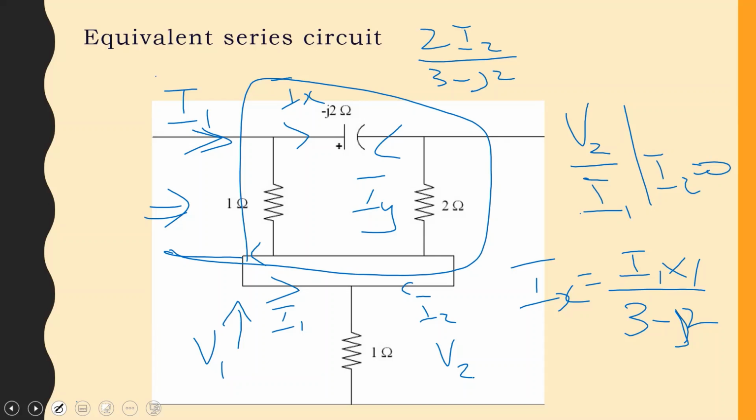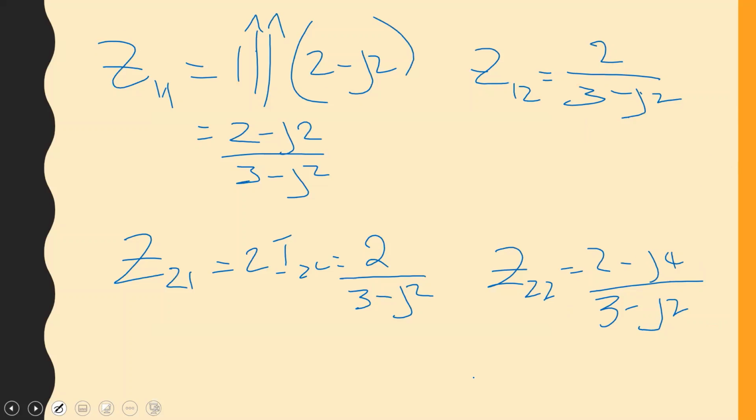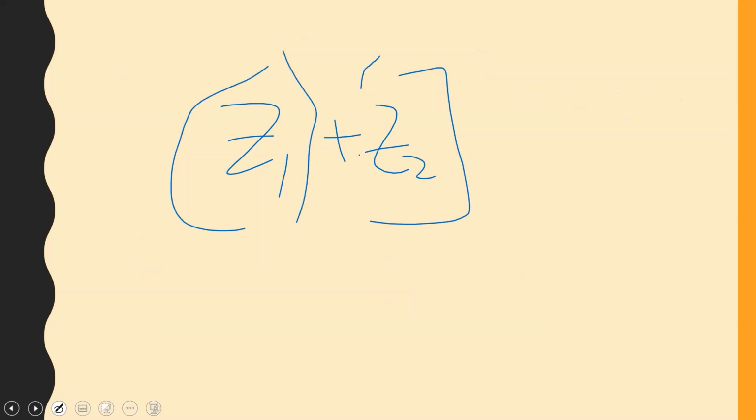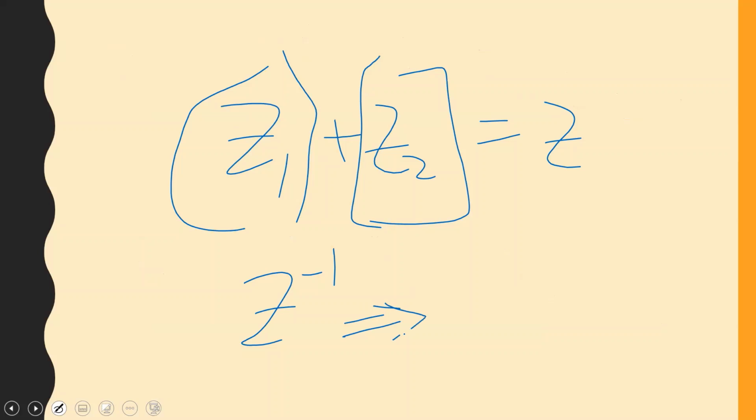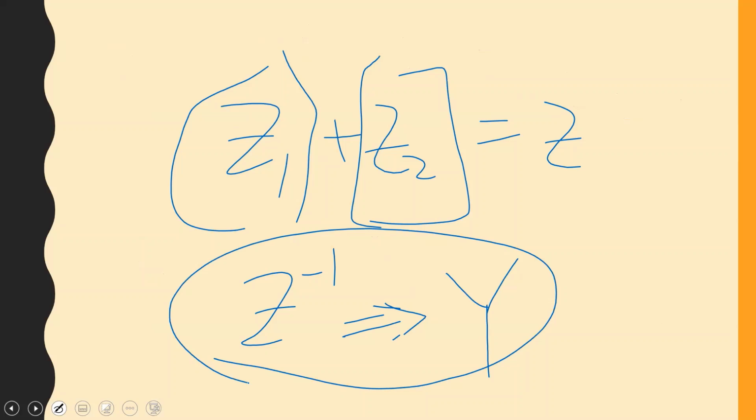And get the parameters. So now that we have the Z parameters for both networks, you add them. So you have Z1 plus Z2, and that gives you Z. I then want you to find Z inverse and compare this to the Y that we calculated earlier. It's the same circuit, so both should be equal.